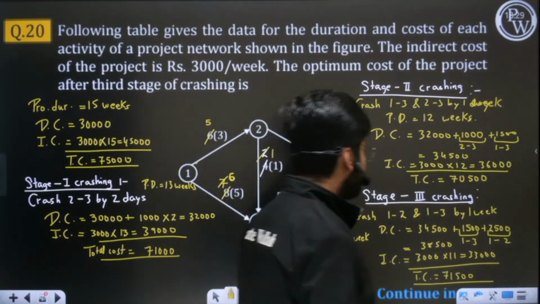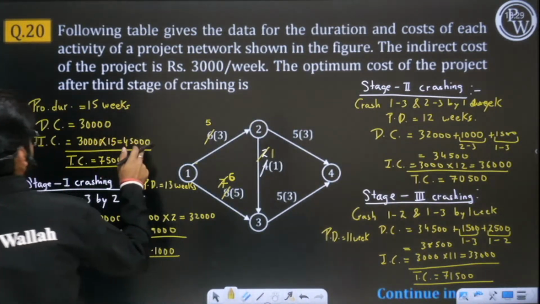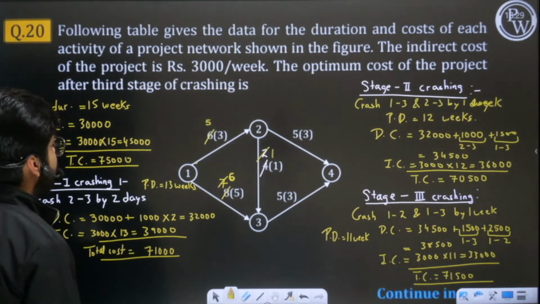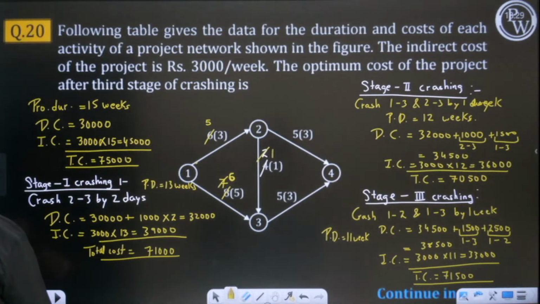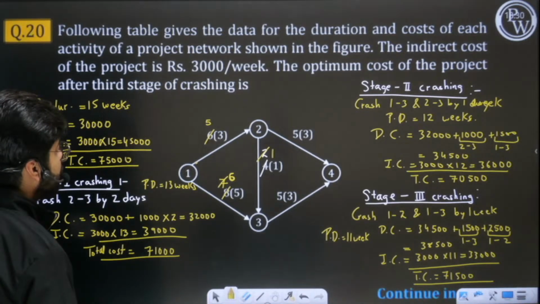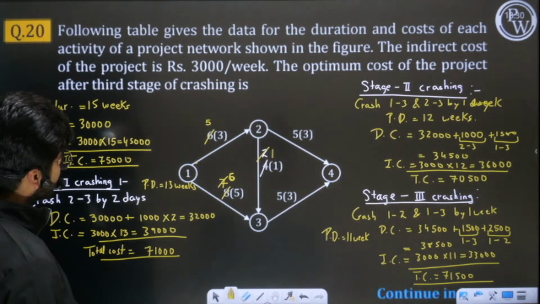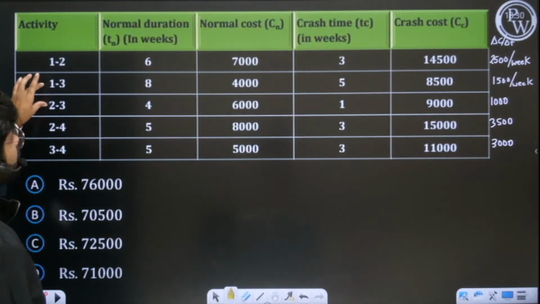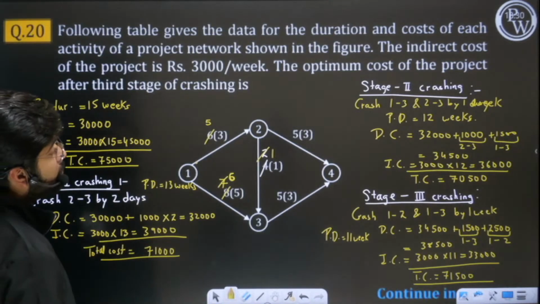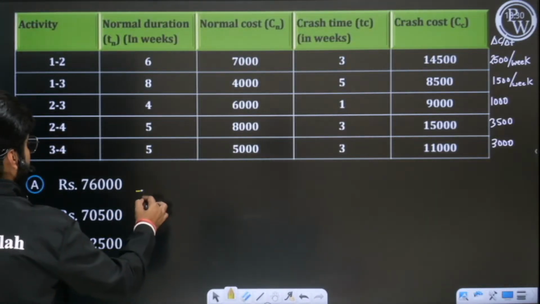Wait a second. 38 and 33, yes, 71500. So answer will be 71500. Okay, have we done something wrong? Let me check if any calculation has gone wrong here. After third stage crashing, in second stage we have crashed 1 3 and 2 3 by 1 day. So 1 3 and 2 3, when they are crashed, 2500 will increase. Yes, so it is correct. It will be 71500. Okay, 71500 will be the answer.